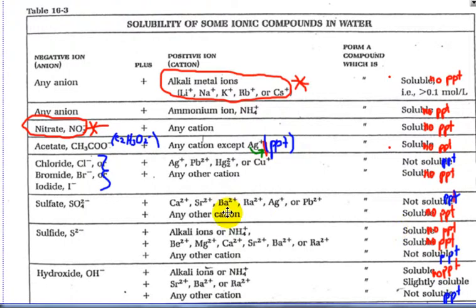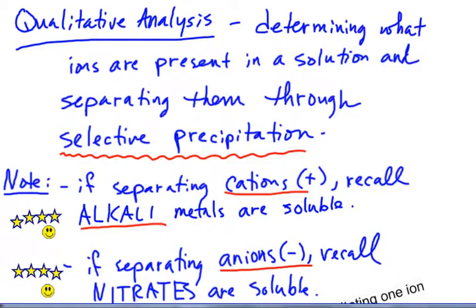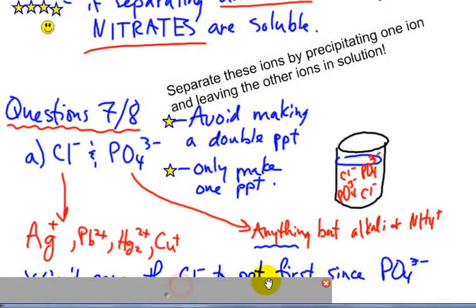So if you look at the chart, chloride precipitates with these four. Phosphates, alkali metals, and ammoniums are the only thing that don't precipitate. So pretty much everything precipitates except these. All I did here in this question was simply write that summary down. Chloride, things that make it precipitate are silver, lead 2, mercury 2, and copper 1. Phosphate, everything is a precipitate except alkalis and ammoniums.